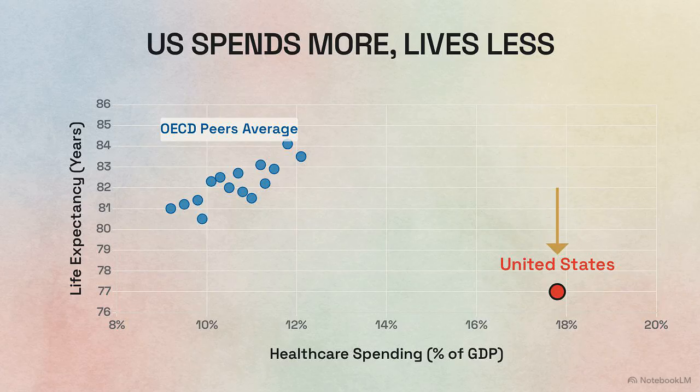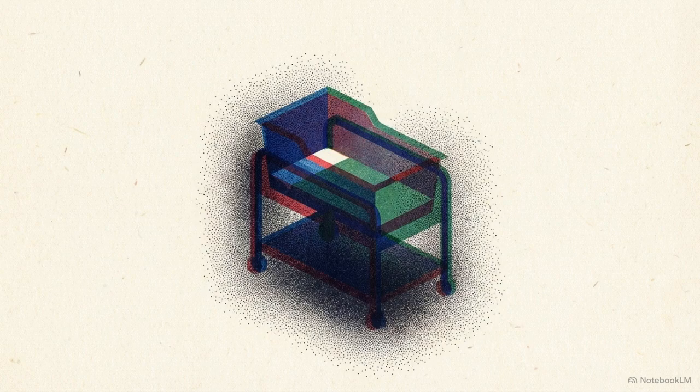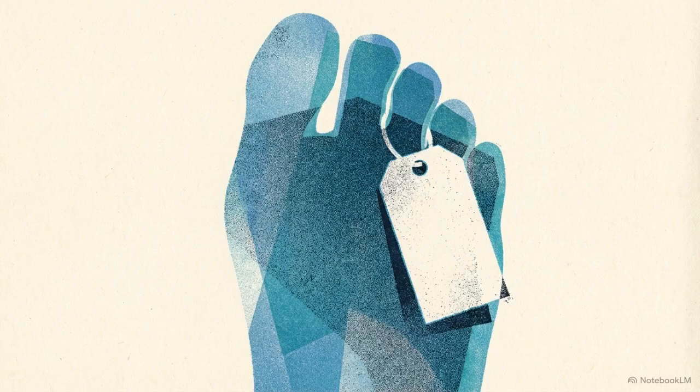Look at the vertical axis. Despite that massive financial input, the U.S. sits at the very bottom for life expectancy. It also records the highest rates of avoidable mortality, maternal mortality, and infant mortality of any developed nation.